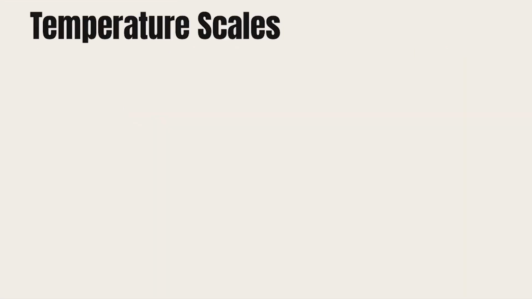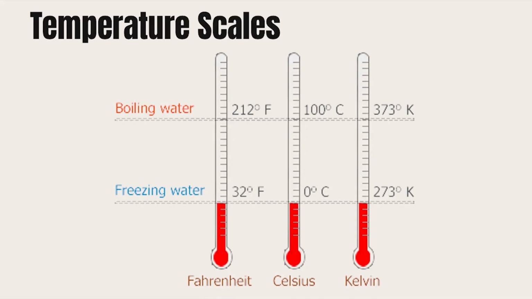Temperature scale. We measure temperature in Celsius, Kelvin, and Fahrenheit. Here is how they relate. The freezing point of the Fahrenheit scale is 32 degrees Fahrenheit, while of the Celsius scale is 0 degrees Celsius, and the Kelvin scale is 273 Kelvin. The boiling point of the Fahrenheit scale is 212 degrees Fahrenheit. That of the Celsius scale is 100 degrees Celsius, and that of Kelvin is 373 Kelvin.